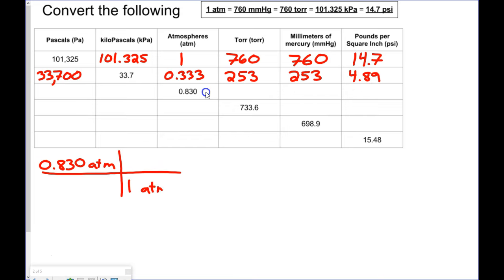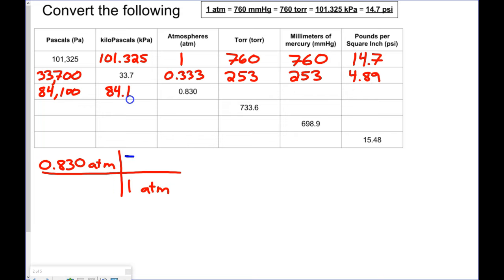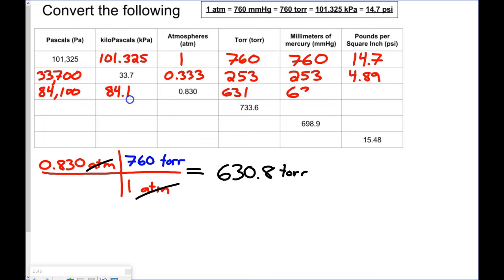0.830 atmospheres. I'm going to first go to kilopascals, 101.325. Cancel out my atmospheres. What I'm going to be left with is 84.1 kilopascals. I'll write that in. Now to go to pascals, remember I just multiply by 1,000. Erase this. I'm going to put in 760 torr, cancel out atmospheres. I'm left with 630.8 torr. Remember, torr and millimeters of mercury are the same, so I can just copy that over there.